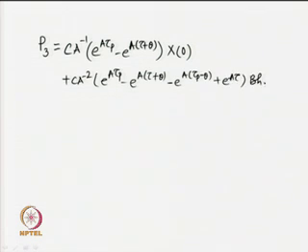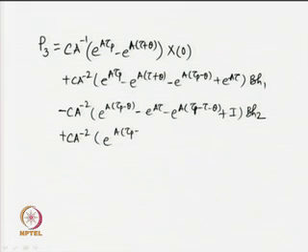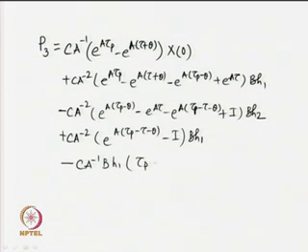plus, sorry, this is not plus, minus C A to the power minus 2 with terms e to the power A tau p minus theta minus e to the power A tau minus e to the power A tau p minus tau minus theta plus I times B h2, again plus C A to the power minus 2, e to the power A tau p minus tau minus theta minus I, B h1, with the last term minus C A inverse B h1 times tau p minus tau minus theta.